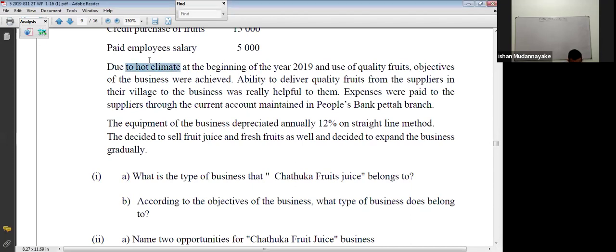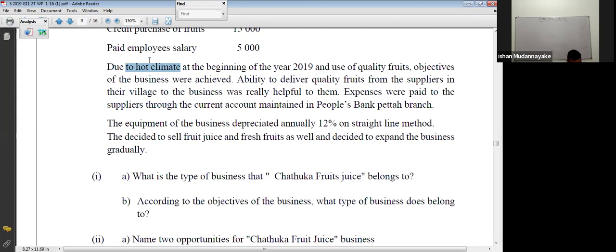Due to the hot climate at the beginning of the year 2019 and the use of quality fruits, the objectives of the business were achieved. The ability to deliver quality fruit from suppliers in their village to the business was really helpful to them. Expenses are paid to the suppliers through the current account maintained in People's Bank, Peta branch. Right? The equipment of the business depreciates annually at 12% on a straight line method. They decided to sell fruit juice and fresh fruit as well as to expand the business gradually.